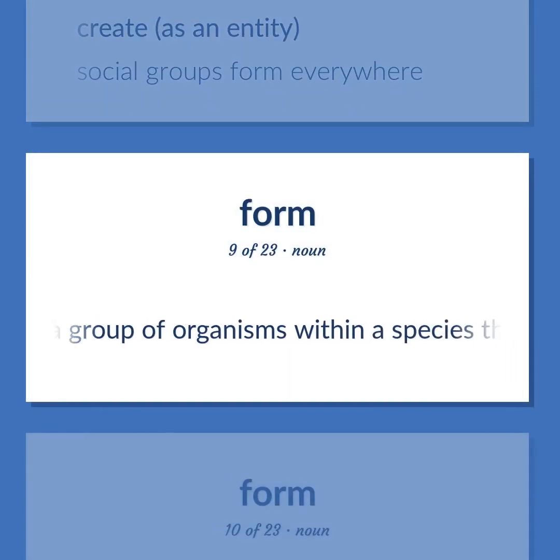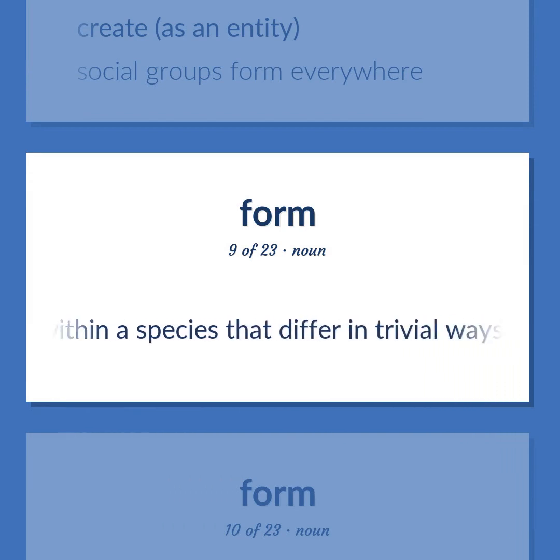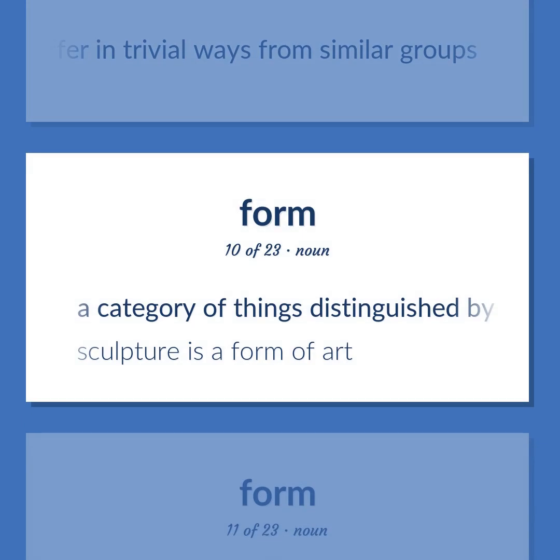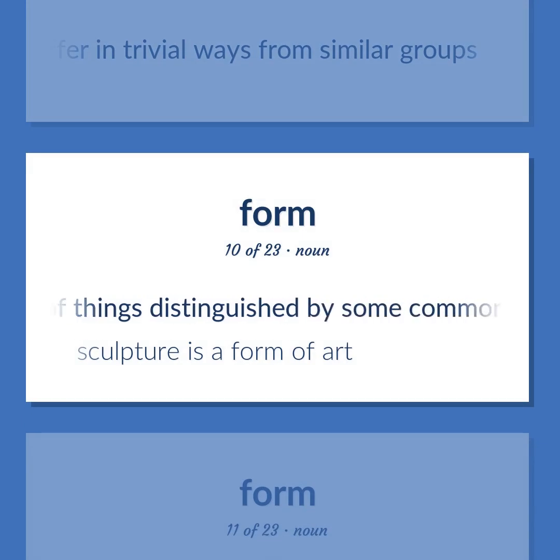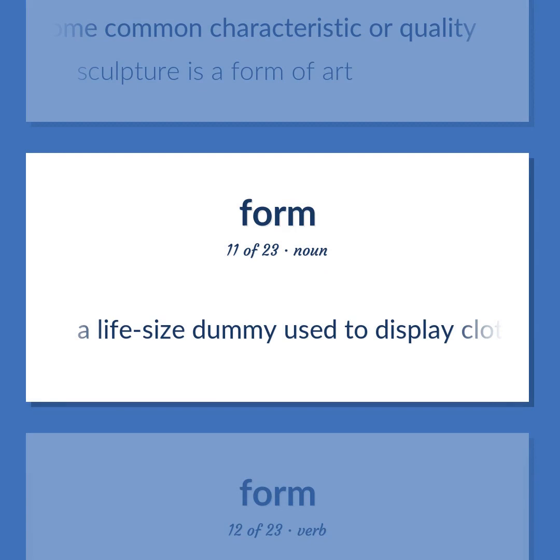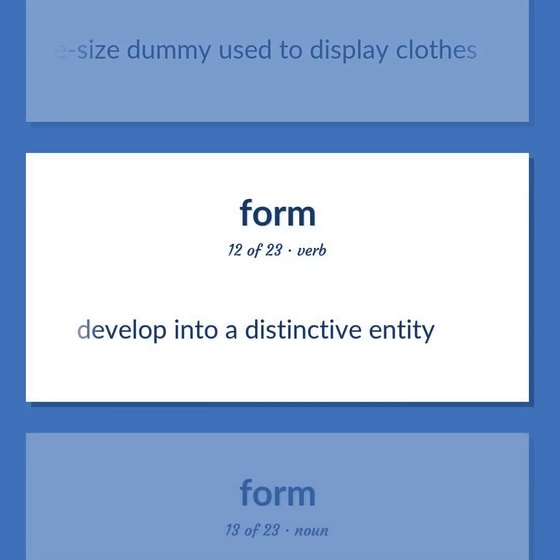Biology. A group of organisms within a species that differ in trivial ways from similar groups. A category of things distinguished by some common characteristic or quality. Sculpture is a form of art. A life-size dummy used to display clothes. Develop into a distinctive entity.